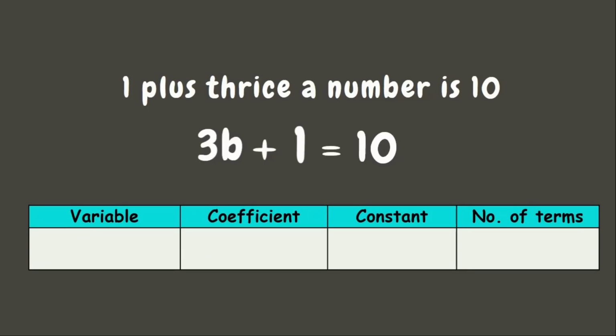So here we have the variable b, while the coefficient here is 3. The constants are 1 and 10. And the number of terms here are 3, which are 3b, 1, and 10.